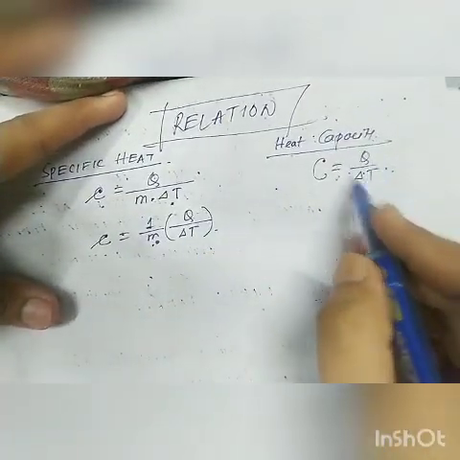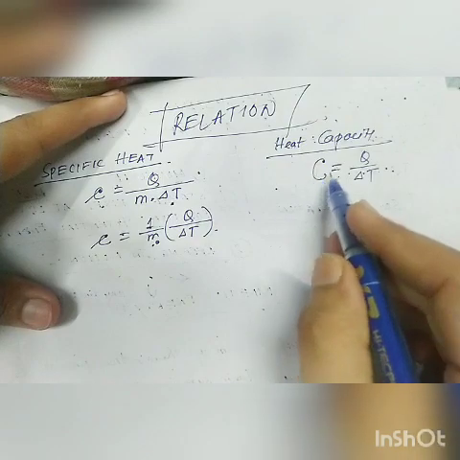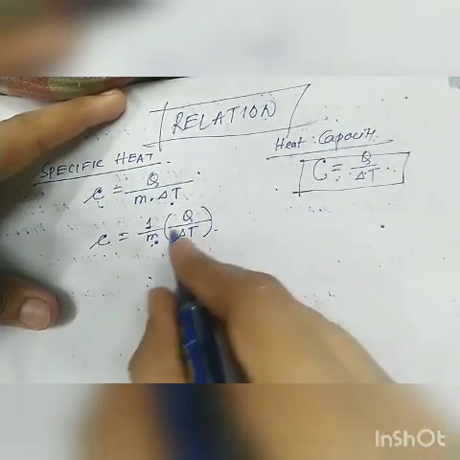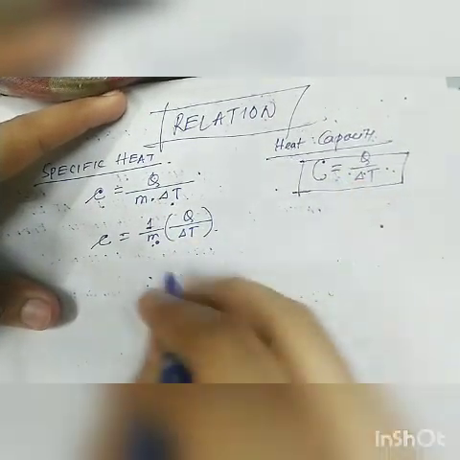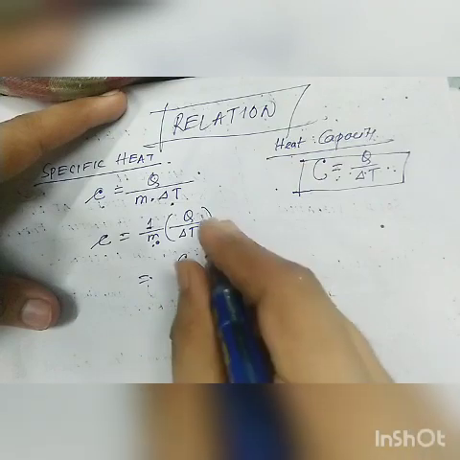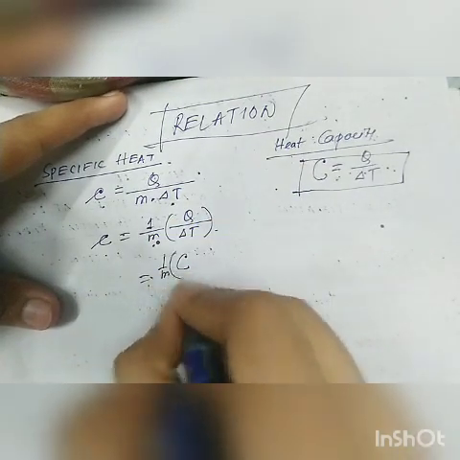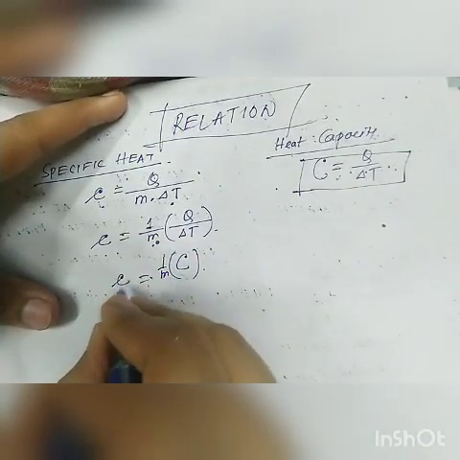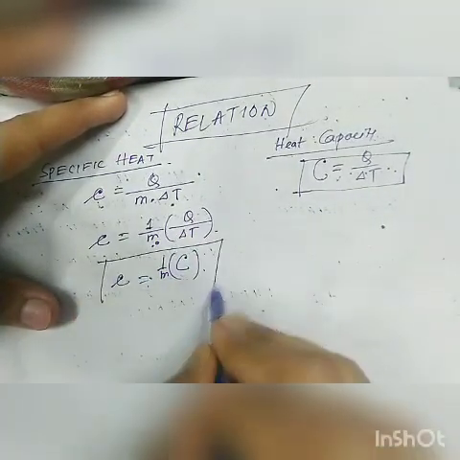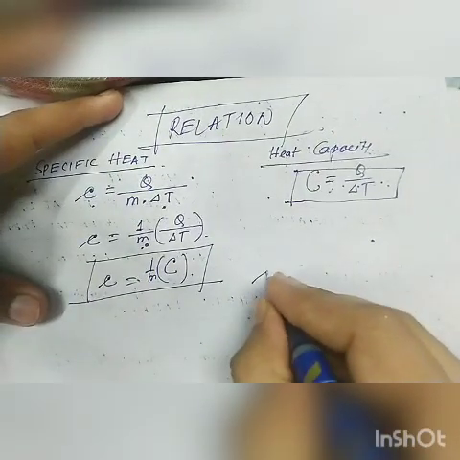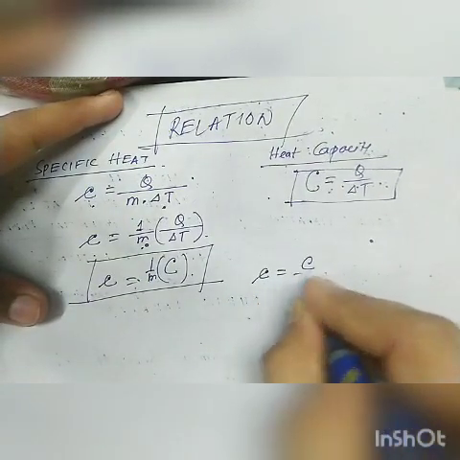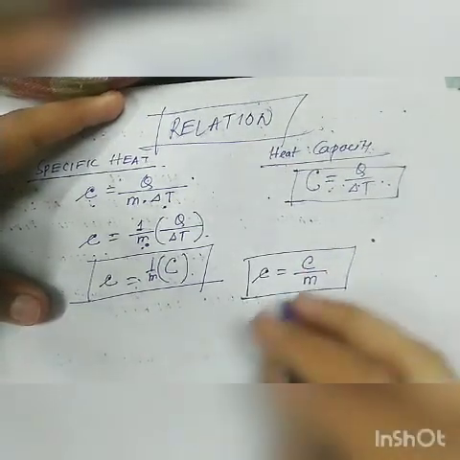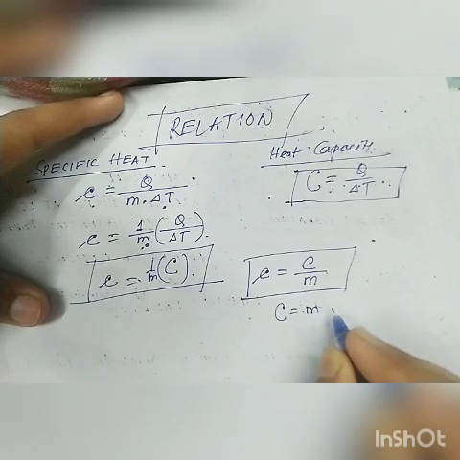Now Q by delta T is already known to us as heat capacity. So instead of Q by delta T, I can write the capital C into 1 by m. Q by delta T is capital C. So this is the final form of the equation: specific heat capacity is equal to C, that is heat capacity per unit mass. I can also write it like this.